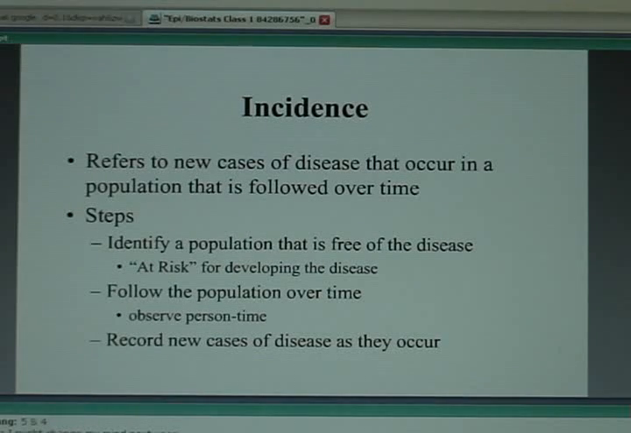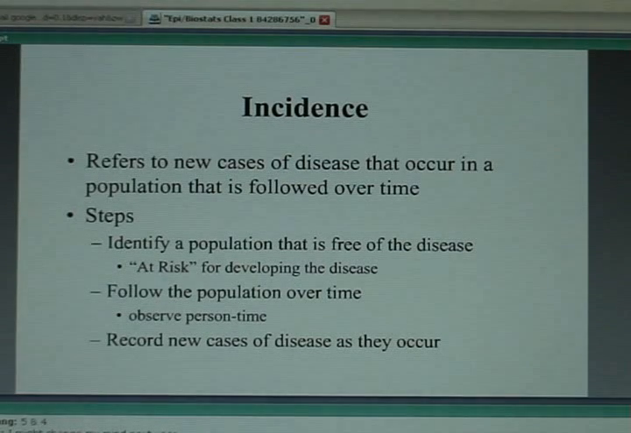One is called cumulative incidence. You just look at the proportion of people who develop a disease over a period of time. We calculate it by dividing the number of people who develop the disease by the number of people which we are following. But to do this calculation, you have to have a certain condition.